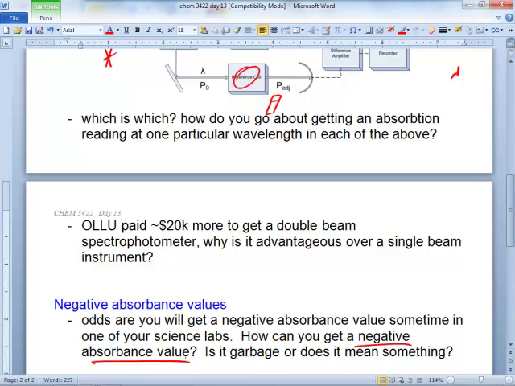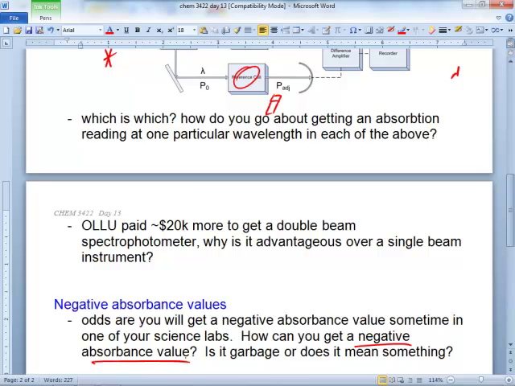P has to be bigger than P naught? Which one is the incident intensity? P naught, right? That has to be bigger, because it's the incident. It's the light striking it. If it absorbs anything, it attenuates the light, so P would have to be smaller. That makes sense? If the sample doesn't absorb anything, P and P naught are exactly the same. Then you get an absorbance reading of 0.